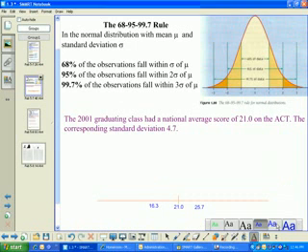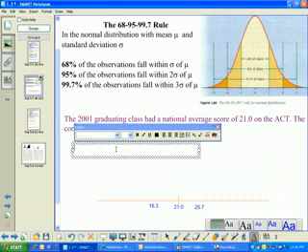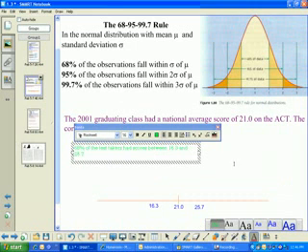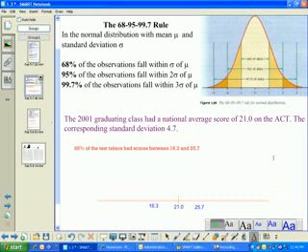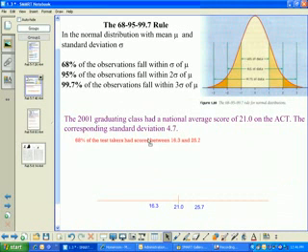So if I'm looking at just explaining this data, another way of wording this is 68% of the test takers had scores between 16.3 and 25.7. Now, obviously, when you get your ACT score, they aren't giving you decimal scores, but this is, remember, representative of the national average.